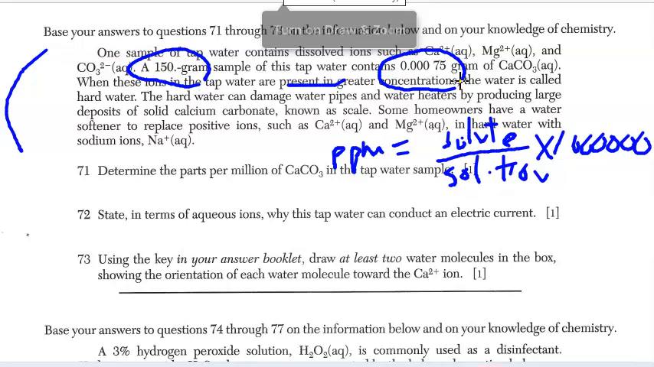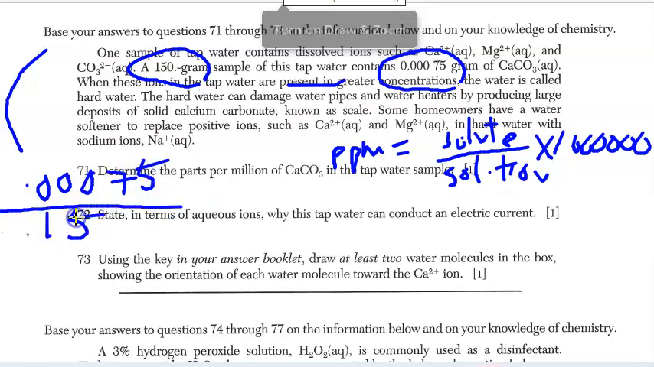So I'm going to have my 0.00075 divided by my 150 grams times 1,000,000. When you plug that into the calculator, what you're going to end up with is 5 parts per million as your answer for question 71. Now, as you're watching this and going through it, if you haven't done the calculations already by pausing the video, calculate it out. Make sure that using the calculator is as important as setting up the questions.